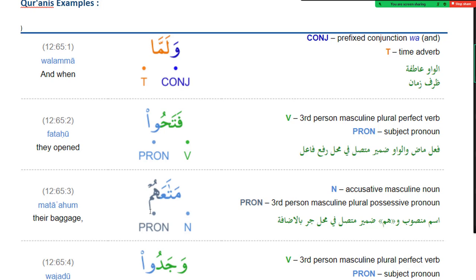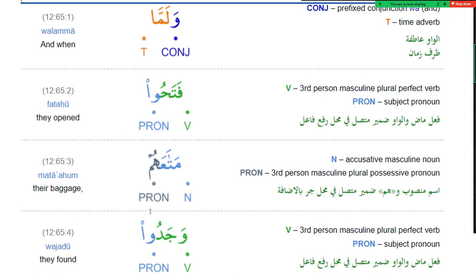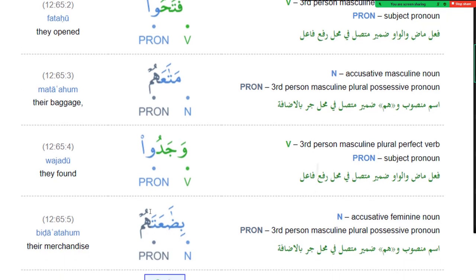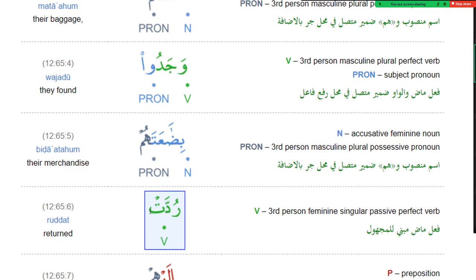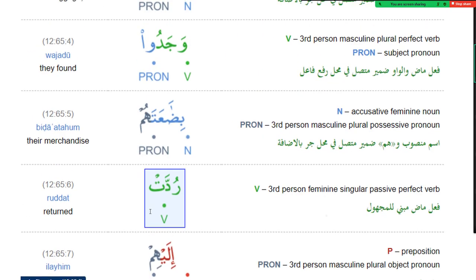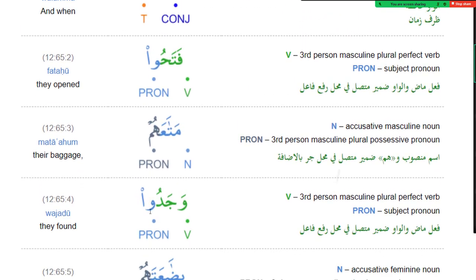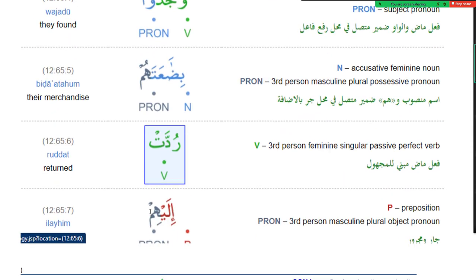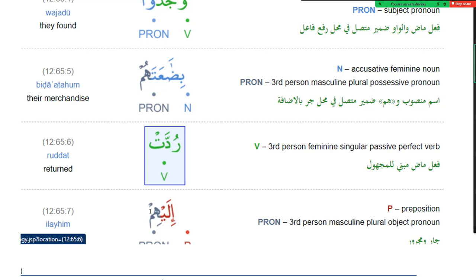And let's take some examples for madi majhul. أعوذ بالله من الشيطان الرجيم بسم الله الرحمن الرحيم ولما فتحوا متاعهم وجدوا بضاعتهم ردت إليهم. So what do you... very good, mashallah. And when they opened their baggage, they found their merchandise returned to them.